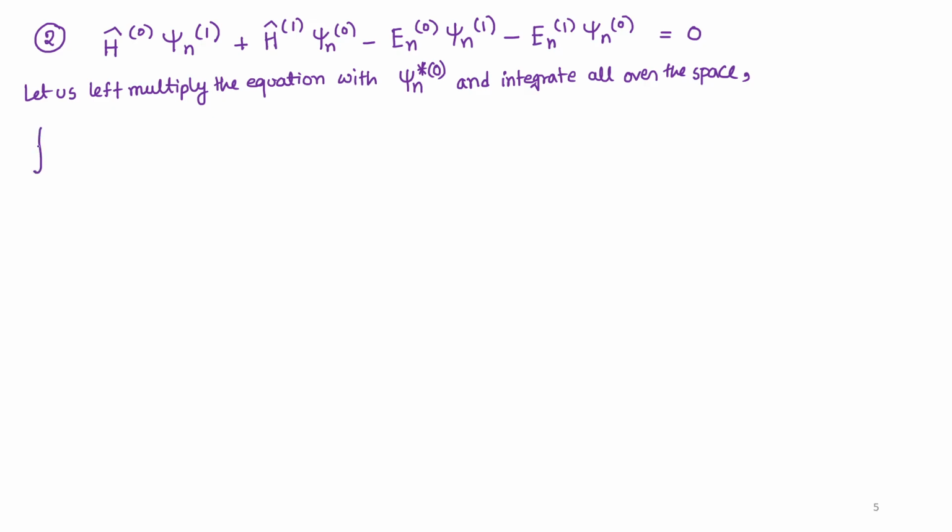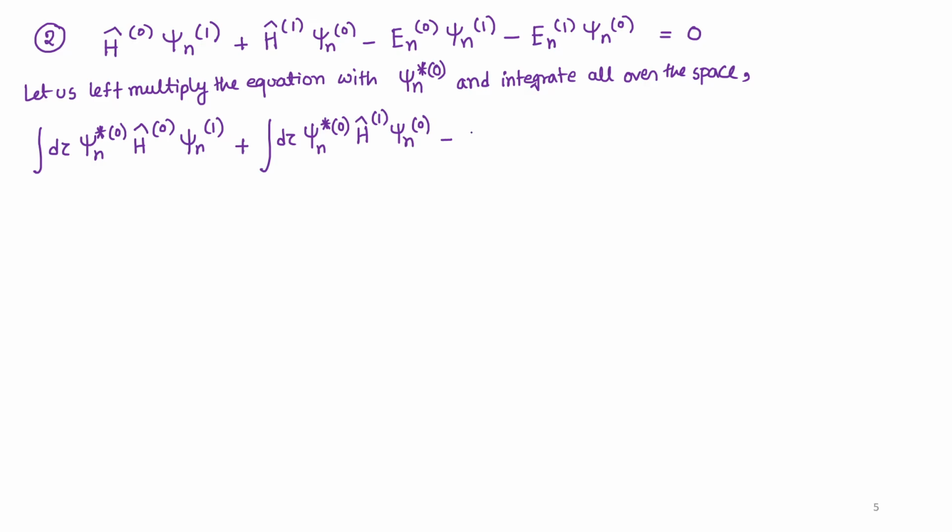We will get the first term as integral d tau. Obviously we are integrating, and left multiplying, we have psi n star zeroth, the unperturbed Hamiltonian, psi n1. This is the first term. What is the second term going to be? Integral d tau, obviously psi n star zeroth, now the first order Hamiltonian perturbation, now psi n zeroth.